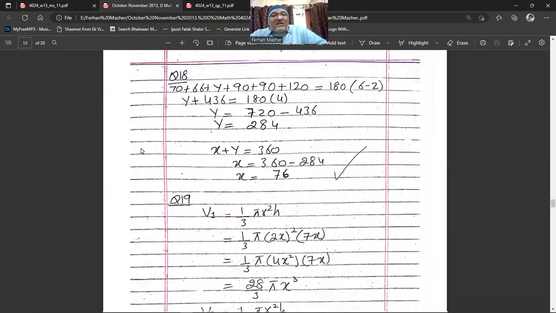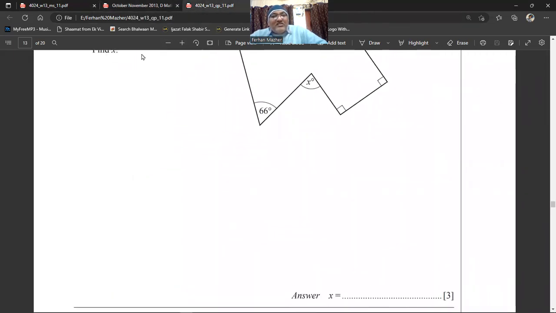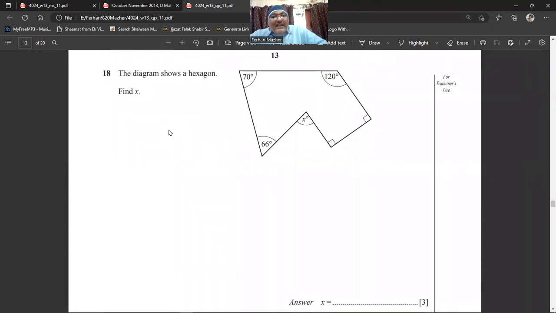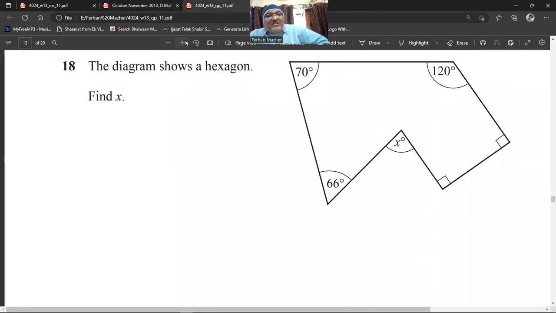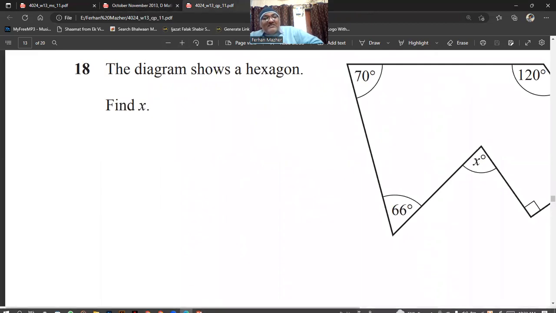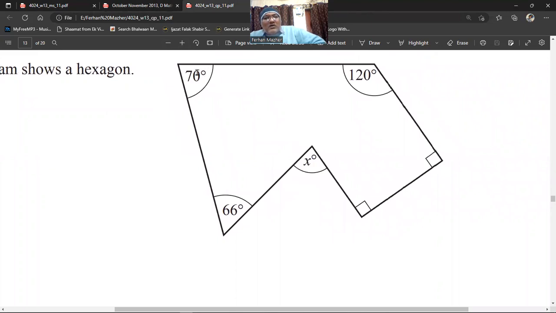Okay, now we are on the question number 18. It's a 3 marks question. And the question is, the diagram shows a hexagon. Find the x. Okay, it's a hexagon. Hexagon means this hexa. So it's 1, 2, 3, 4, 5, 6.